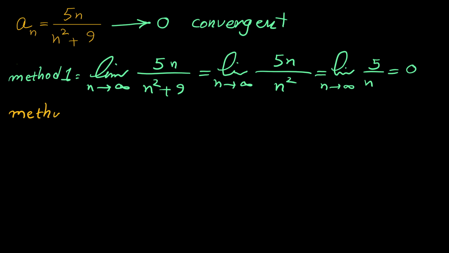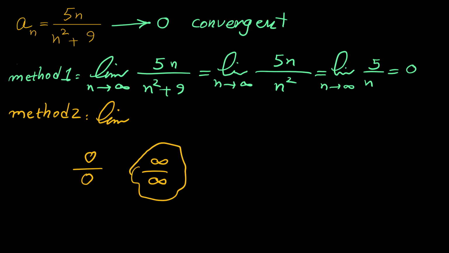The second method for finding this limit is using L'Hopital rule. Remember, we can use L'Hopital rule, which was a method for finding limits of functions. We can use L'Hopital rule in 2 cases. When we have a limit in the form of 0 over 0 or infinity over infinity. Usually in sequences, we have infinity over infinity. So we can use L'Hopital rule for finding limit of sequences.